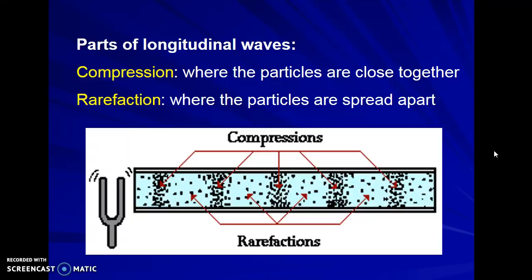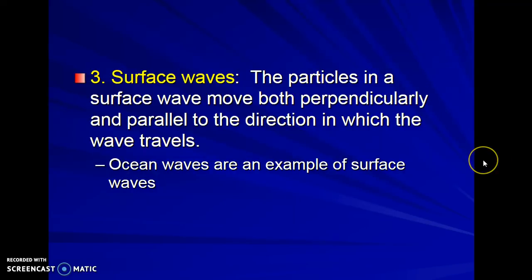Our last type of wave are surface waves, and we're actually not going to focus on any surface waves. Surface waves are like ocean waves and seismic waves from earthquakes. They're what happens when the particles in a surface wave move both perpendicularly and parallel to the direction in which the wave travels. So it's kind of a combination of transverse and compression.